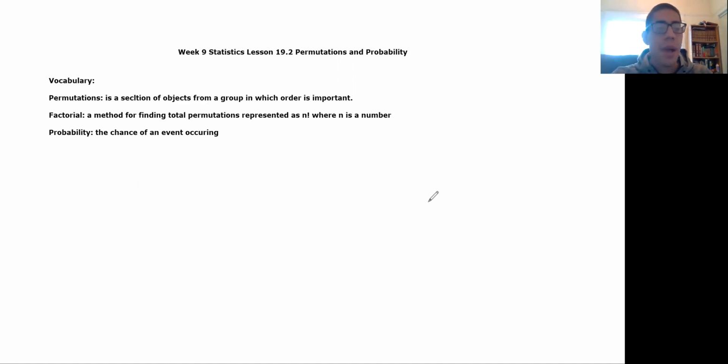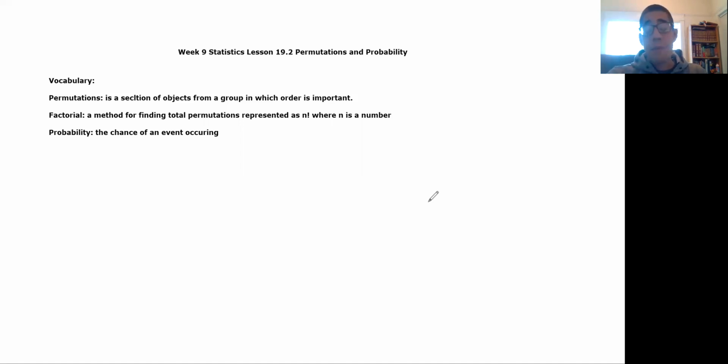Permutation is a selection of objects from a group in which order is important. Factorial is a method for finding permutations where n exclamation point, where n is a number, and exclamation point just means that you're going to have to multiply all the numbers that come before the number that's listed. I'll go into more detail with that in a bit. And again, the probability is just a chance of an event occurring.